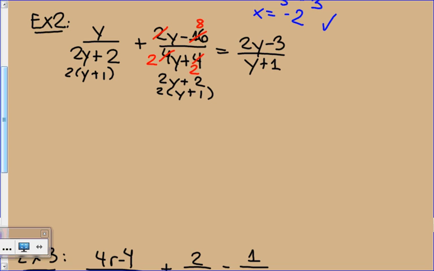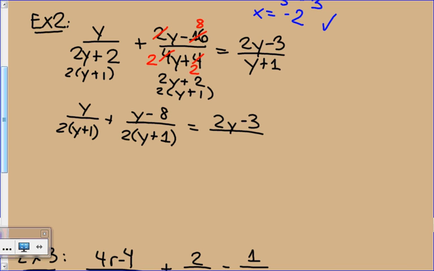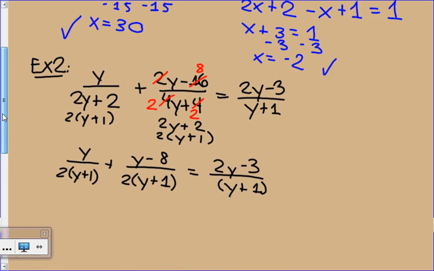So now let me rewrite this up. It's a little easier. y over 2 times y plus 1, plus y minus 8 over 2 times y plus 1, is equal to 2y minus 3 all over y plus 1. And note this parentheses looks simple. All right, now we need to be able to add this in. Going back up to that number 1.